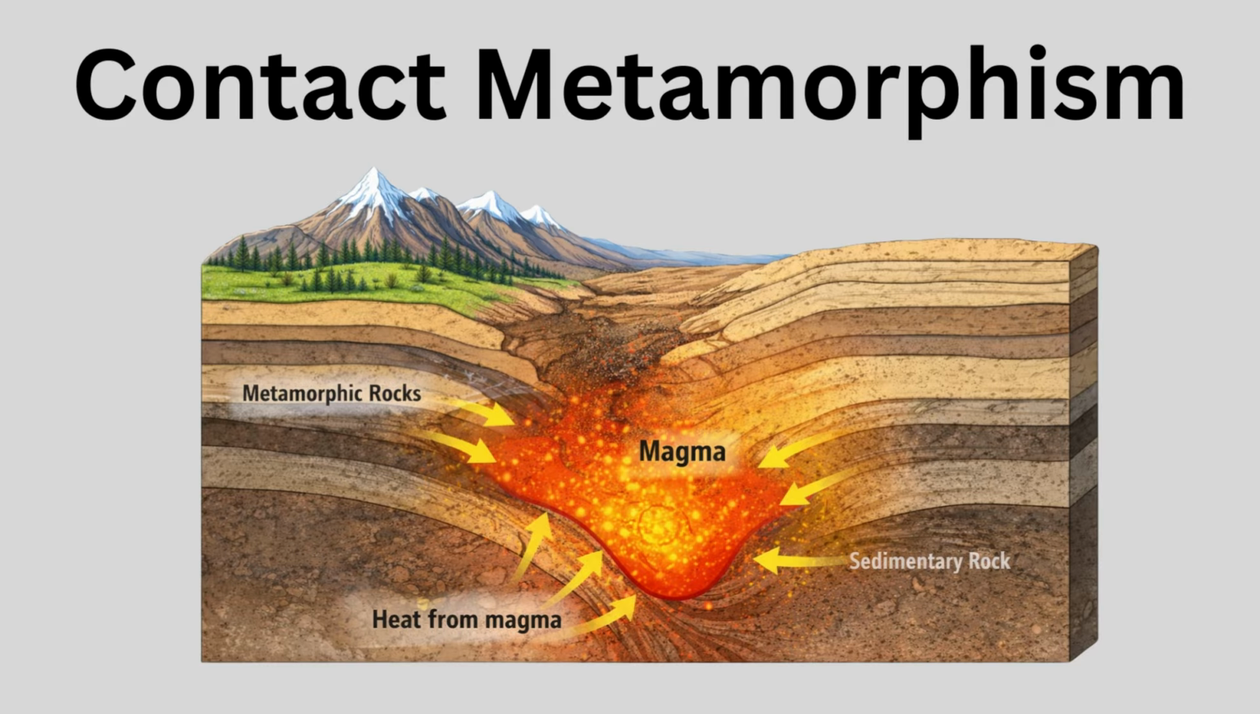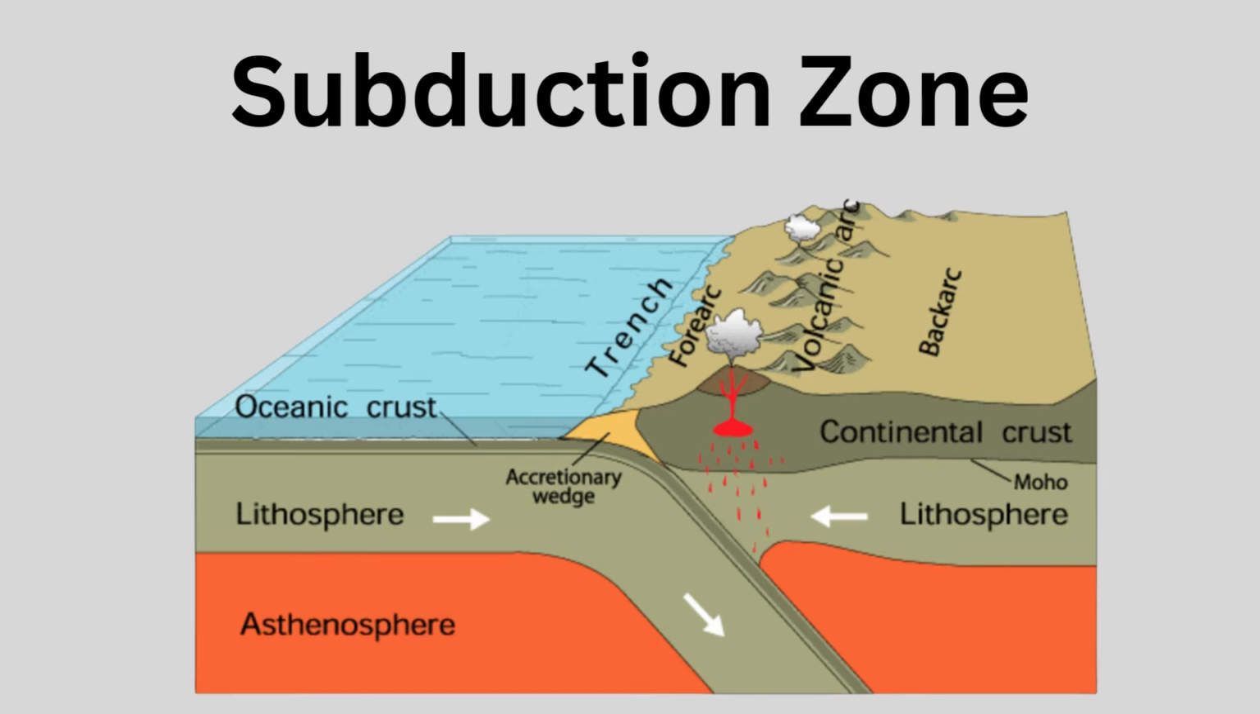Contact metamorphism occurs when magma intrudes into surrounding rock. Heat from the intrusion alters nearby rock without significantly increasing pressure and forms a zone of altered rock surrounding the intrusion. Rocks formed in this environment are usually non-foliated. Metamorphism also occurs in subduction zones, where oceanic crust is forced beneath another plate. These environments produce high-pressure, low-temperature conditions that result in unique mineral assemblages. Each metamorphic environment produces characteristic rocks that reflect its specific conditions.